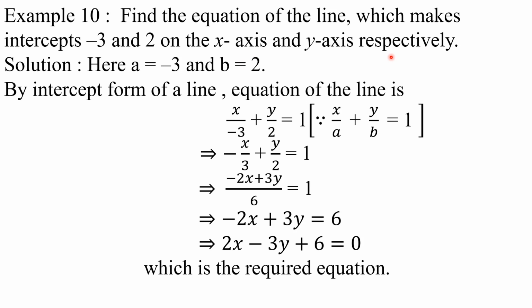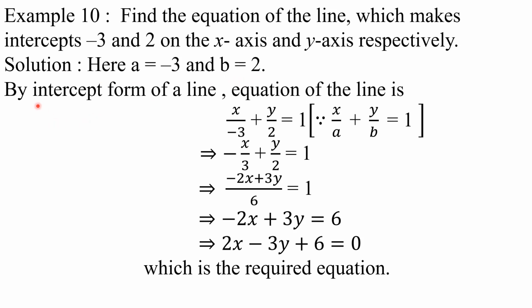What are given in the question? Yes, x-intercept and y-intercept are given. Now come to the solution part. In general, we denote x-intercept by small letter a and y-intercept by small letter b. So here a is equal to minus 3 and b is equal to 2.